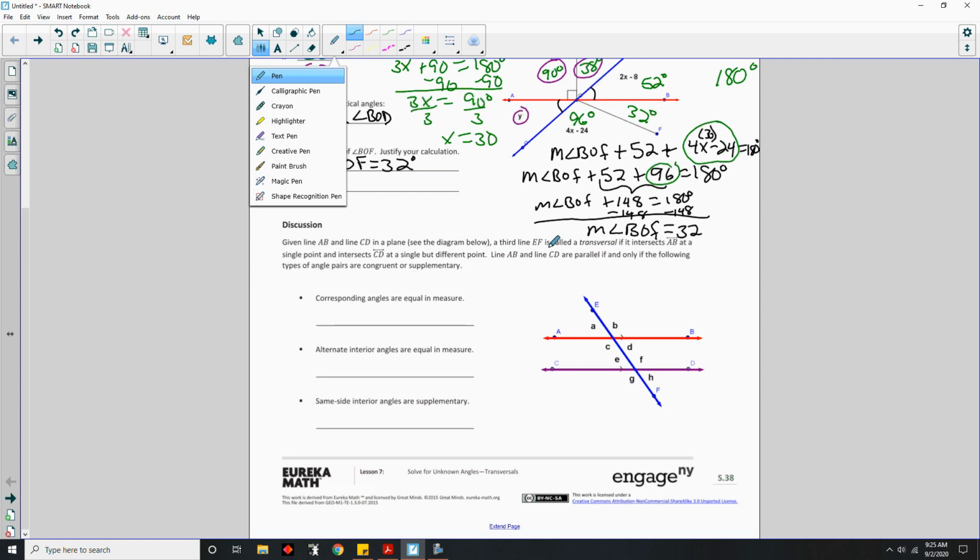Okay, so it says line AB and line CD are parallel if and only if the following types of angle pairs are congruent or supplementary. Corresponding angles are equal in measure. Alternate interior angles are equal in measure. Same side interior angles are equal in measure. Okay, so it doesn't ask here, but I believe what they're saying is what angles are corresponding.